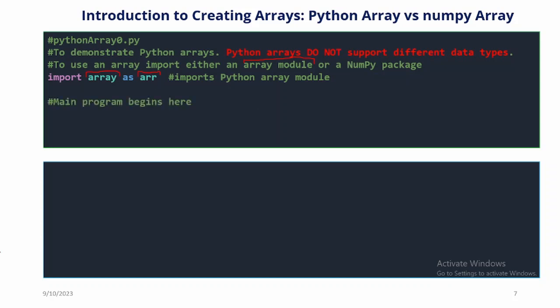So main program begins. We start by creating an array. Call it array1. Now you have to use the module you imported to create the array. So we say arr.array. Take note that this arr is just an alias. It could have been your name you put there.